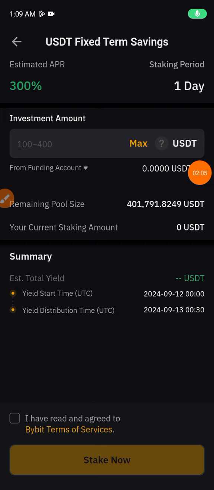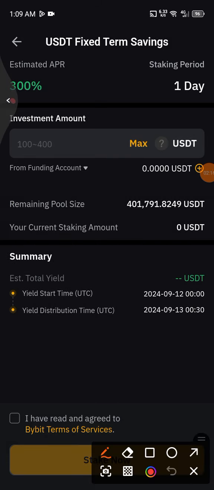So it was unfortunate that KSM was sold out. So this one now is on USDT, and the APR here is 300%. That's very huge, right?